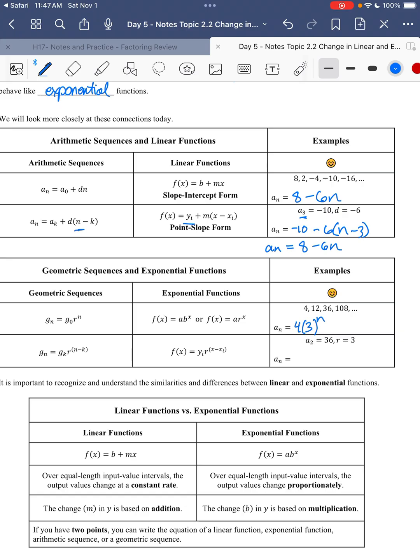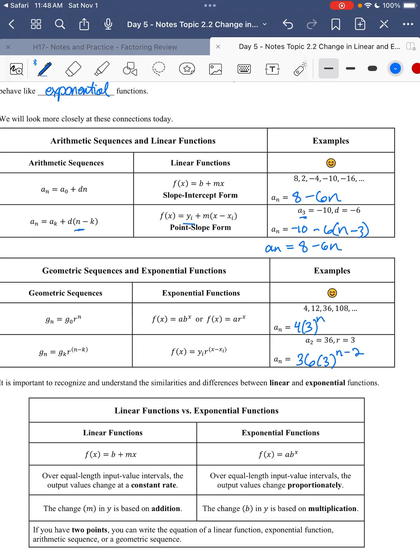So instead of using the first term, I could have used a later term, like the 108 or the 36. I would still have to know my common ratio, but I could do that. So that's what this next example is right here. I can use 36 as my initial value in a way, but then I have to realize that when I'm multiplying by 3, that initial value has already been multiplied by 3 a few times. So that's why up here we're doing n minus 2, because it was the second term, right?